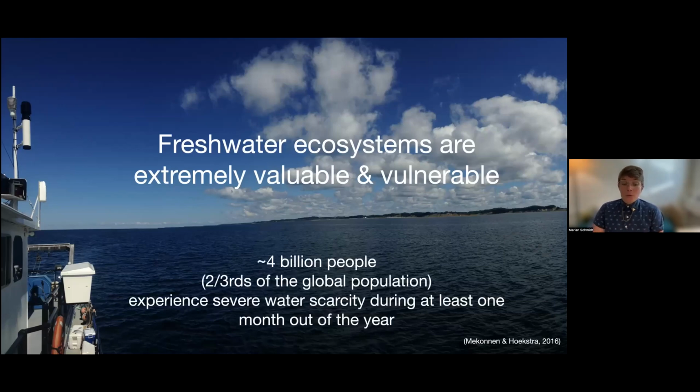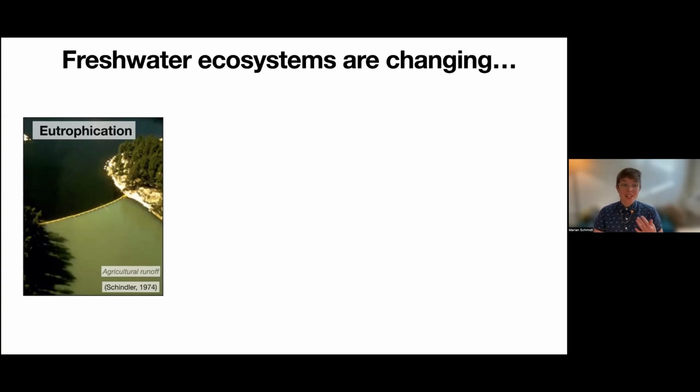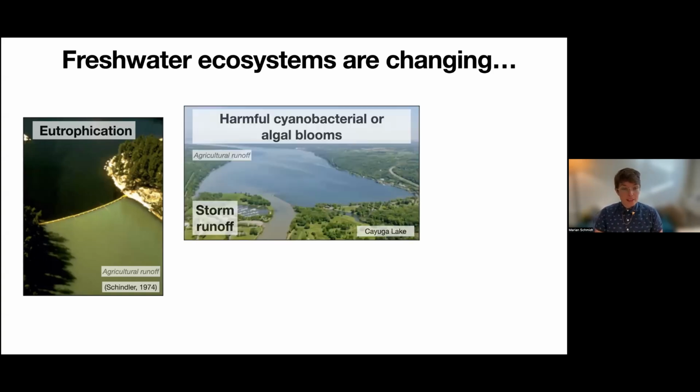And we know that today, 4 billion people, so two thirds of the global population, are already experiencing severe water scarcity during at least 1 month out of the year. That means that we really depend on these surface freshwater ecosystems, and due to climate change, they're really vulnerable to major ecosystem shifts. Some of the ways in which they're changing include eutrophication, which is fueled by agricultural runoff. Also, as I mentioned, cyanobacterial blooms.